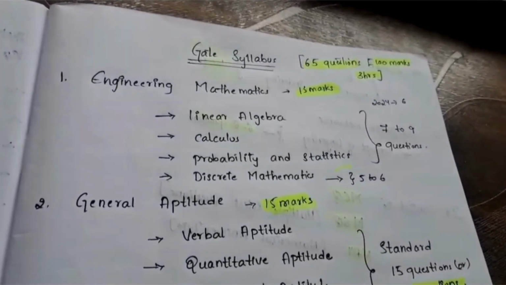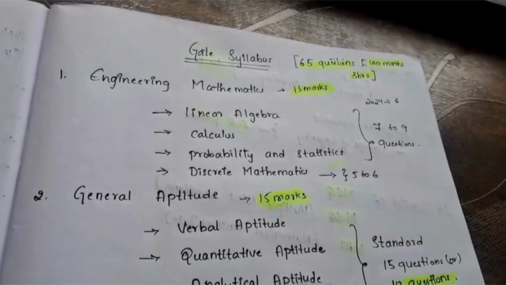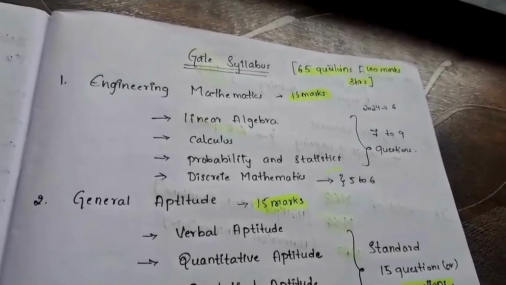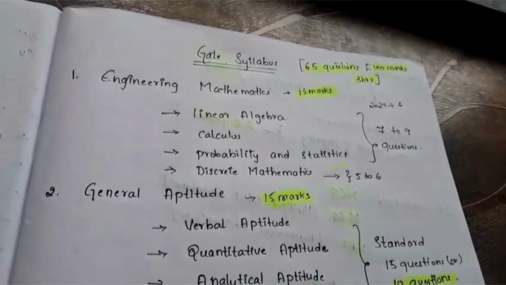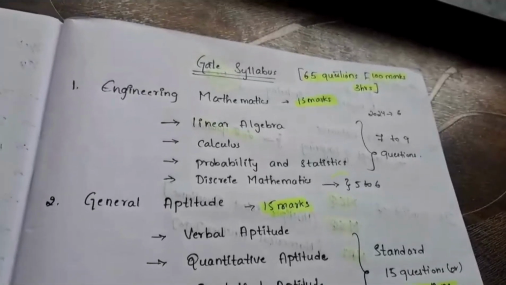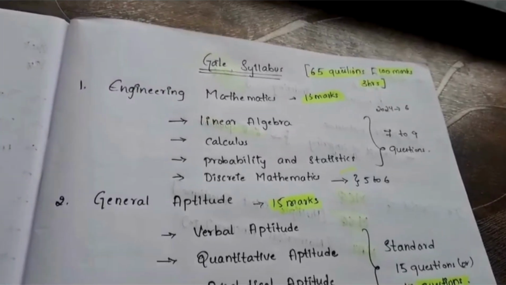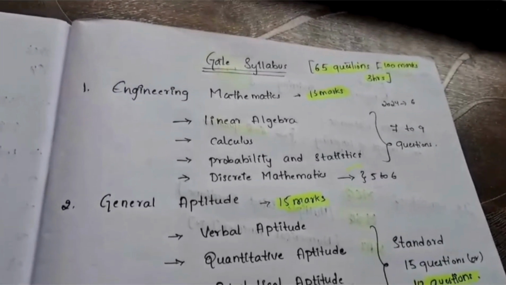So, for linear algebra, calculus and probability and statistics, we have 7 to 9 questions. And for discrete mathematics, we will be having 5 to 6 questions. So, inside these expected questions itself, we will be getting them. And basically, these questions are estimated based on the previous year papers. So, overall, we'll be getting 13 marks from this.